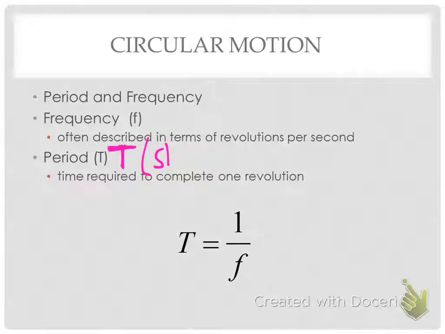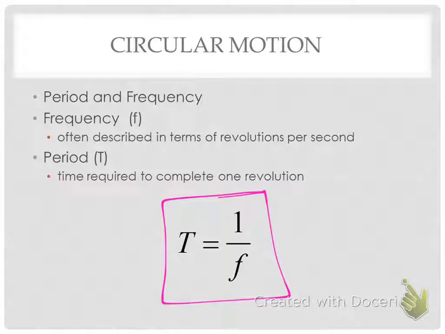We can connect period and frequency using this bottom equation. T equals 1 over f, or you could do it the other way around and say f equals 1 over T. When we want to solve for the bottom variable, we could just switch those two. So this is the main equation for period and frequency. This one would also work.